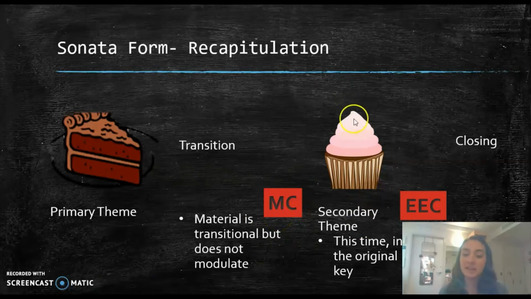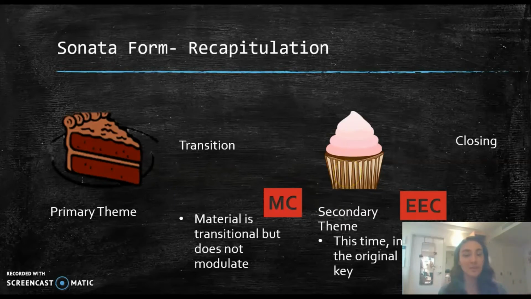That'll take us into our secondary theme, and you'll notice that this theme is still the strawberry frosting, but in chocolate cake. This shows us that it's in the same key as that primary theme right here. We have our EEC again, and our closing material, and that'll round out our sonata form.